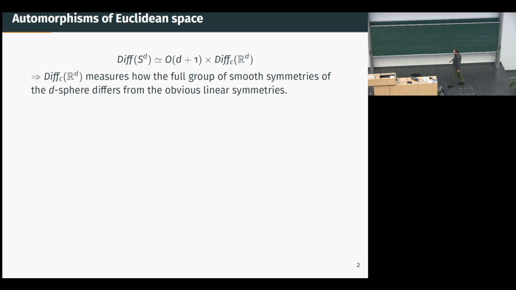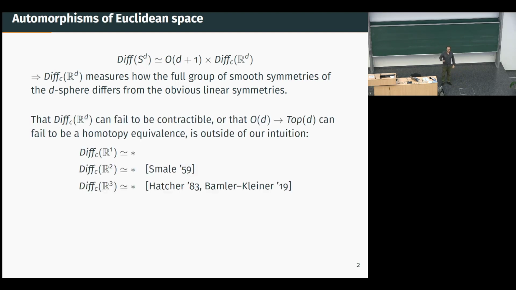And that means that, of course, studying this is just outside of our intuition, because in all the dimensions that we can think about, 1, 2, and 3, there is no difference. For dimension 1, you can do it yourself. You can prove that every compactly supported diffeomorphism of the real line is canonically isotopic to the identity, because it has to be monotone. In dimension 2, you can't do it yourself, but Smale did it using uniformization for Riemann surfaces, and in dimension 3, it's the theorem of Hatcher, which has recently been reproved by Bamler and Kleiner using Ricci flow methods.